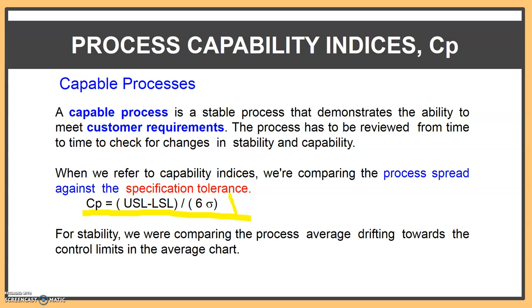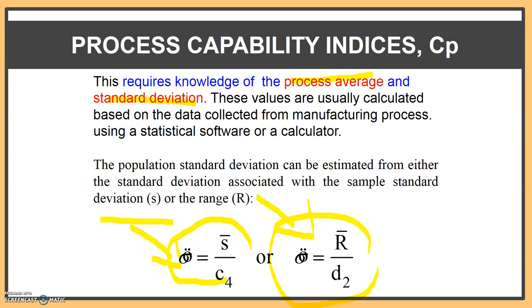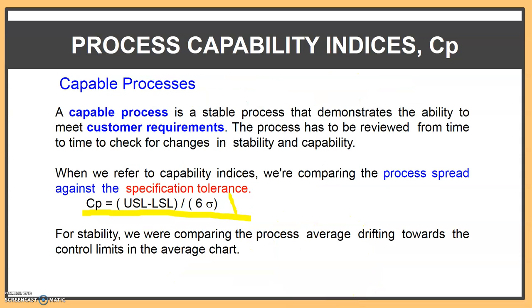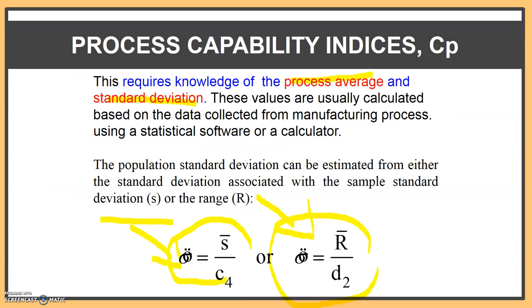Before we use this formula to calculate the process capability, you have to know the fundamental knowledge regarding this: how to find the sigma. The 6 sigma here represents the process tolerance. Normally we use the standard deviation or range to calculate the sigma.